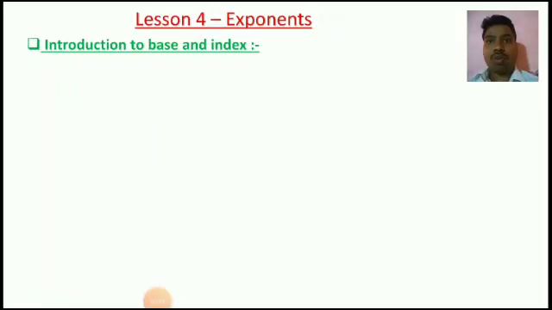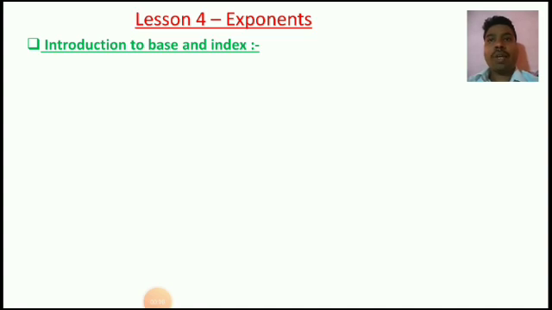Hello students, today we start new lesson number 4, exponents. So in this session we learn about introduction to base and index, reciprocal representation and laws of exponent. This topic we cover in this session.